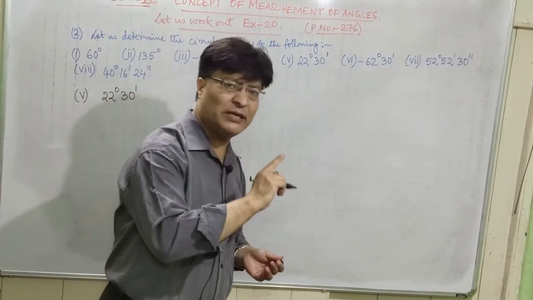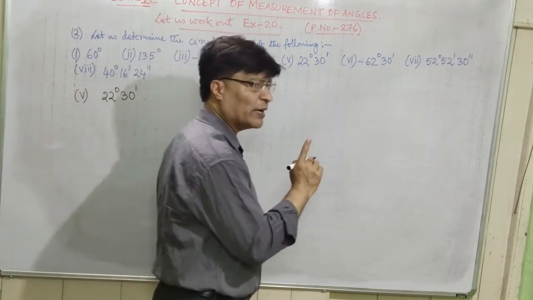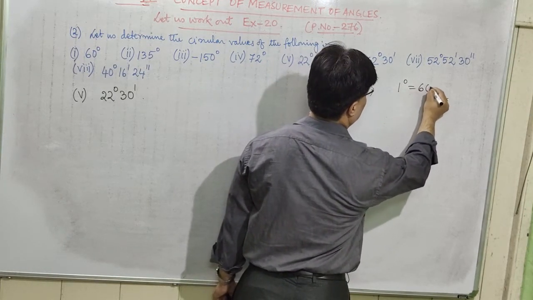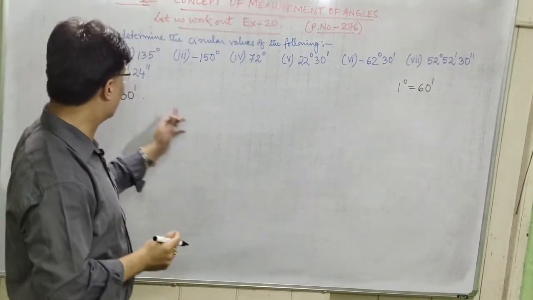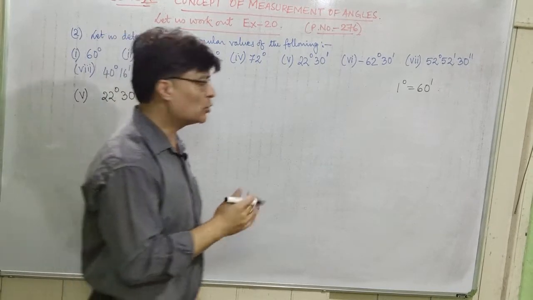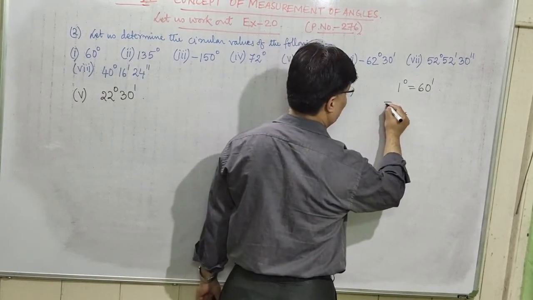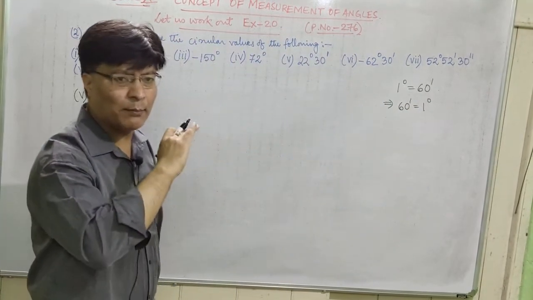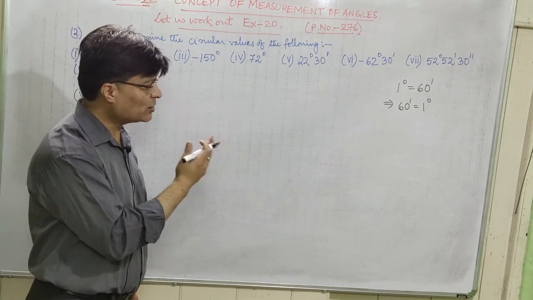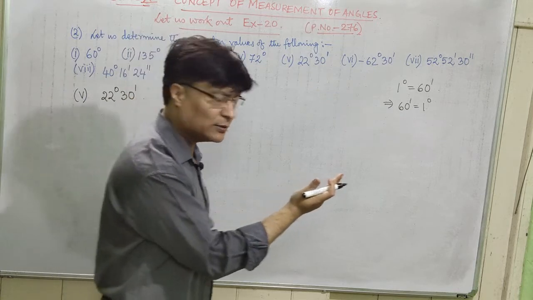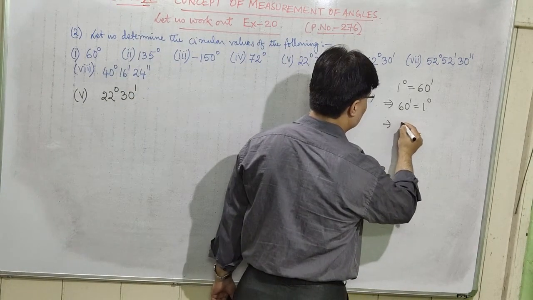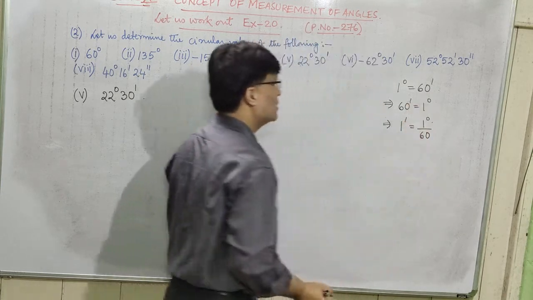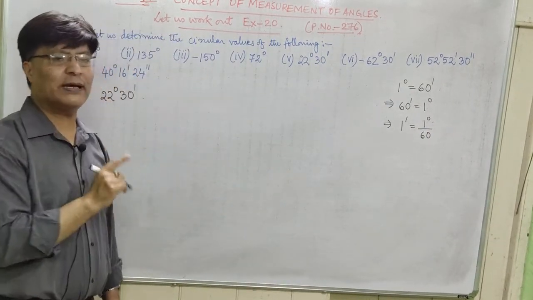So while converting minute into degrees, what will you do? How can you convert minute into degrees? So you know that 1 degree is equal to 60 minutes. But we are converting this minute into degrees. So what will you do here? So again, it implies that 60 minutes is equal to 1 degree, because we are converting minutes into degrees. Okay, so minutes should be on the left hand side and the degrees should be on the right hand side. Okay, so you can use unitary method. So 1 minute is equal to 1 degree divided by 60.